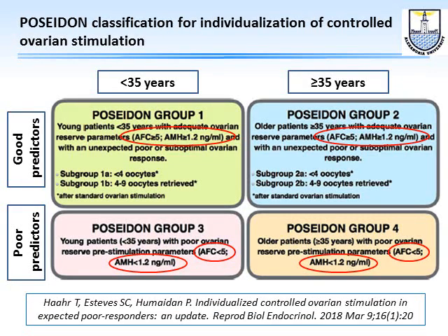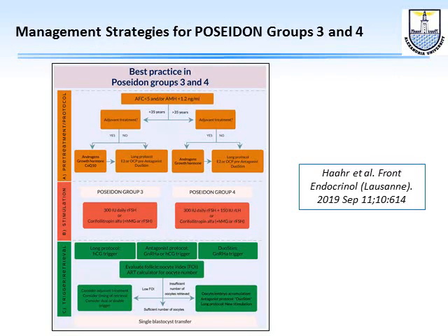Now, this is the Poseidon group classification. Again, they tried to classify the patients into 4 groups, either less than 35 years, or more than 35 years, and each one of them with good predictors and poor predictors, and then trying to come up with the proper protocol to use, or maybe the dose also to use. But so far, we are waiting for the prospective randomized control trial to see if this particular nomogram or proposition is going to work. And this is what their strategy is. In fact, this is what they have suggested, particularly for Poseidon groups 3 and 4, waiting for the randomized control trial.